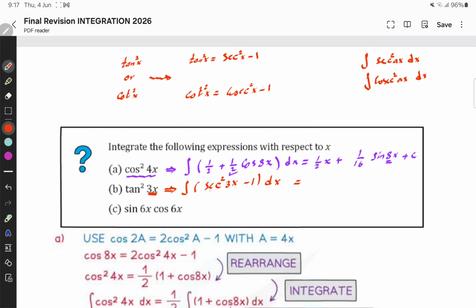Now I have simple rules for both. The integral of sec squared is tan 3x, divided by the number with x, 1 over 3. The integral of 1 is x, all plus c. I got it. So what about the next one?